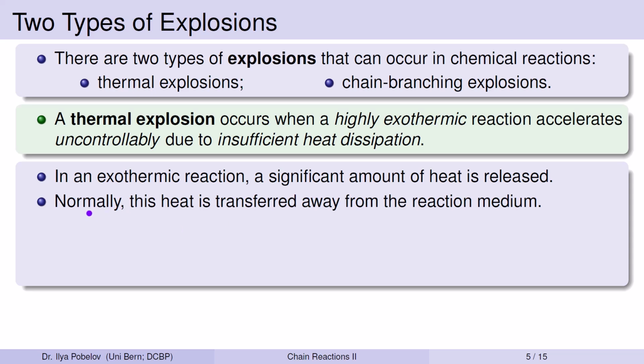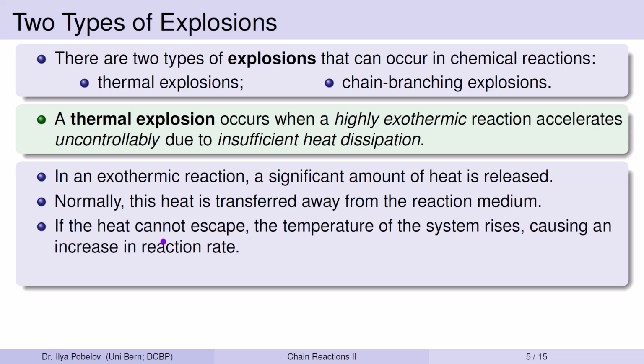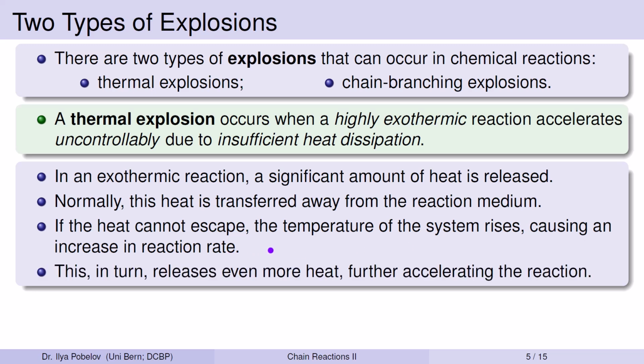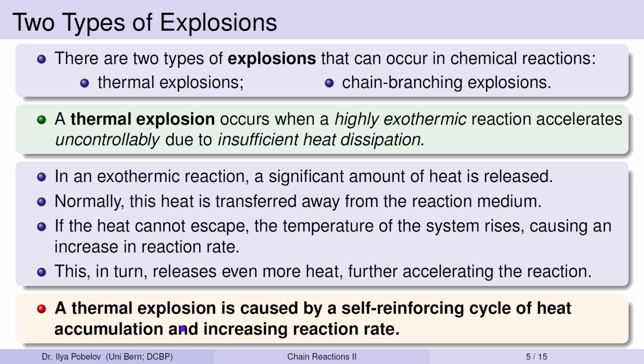Under normal conditions, this heat is transferred away from the reaction medium. However, if the heat cannot escape, the temperature of the system rises, causing an increase in reaction rate. This, in turn, releases even more heat, further accelerating the reaction. The result is a runaway reaction that becomes catastrophically fast, leading to an explosion. Thus, a thermal explosion is caused by a self-reinforcing cycle of heat accumulation and increasing reaction rate.